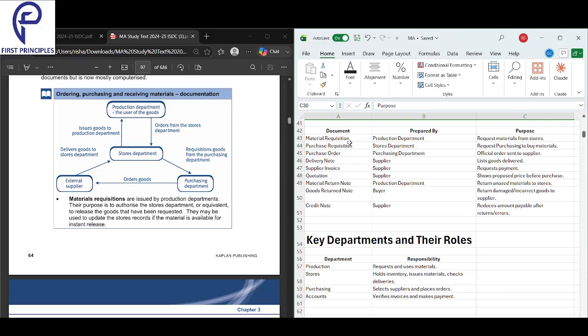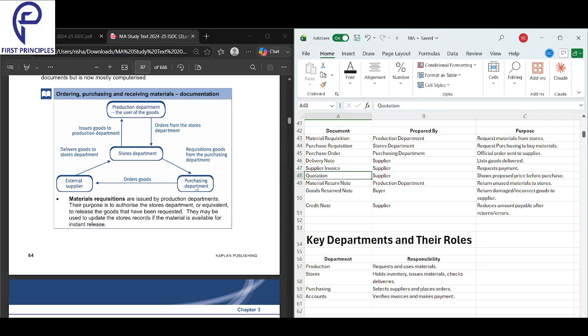Material requisition is issued by the production department to the stores department, requesting some material from the stores. Next, purchase requisition. This is from the stores department, requesting the purchasing department to buy the materials. Purchase order. This is sent by the purchasing department to the external supplier to order the goods. Delivery note is sent by the external supplier to the storage department along with the goods delivered. Supplier invoice is sent by the supplier to the purchasing department requesting payment.